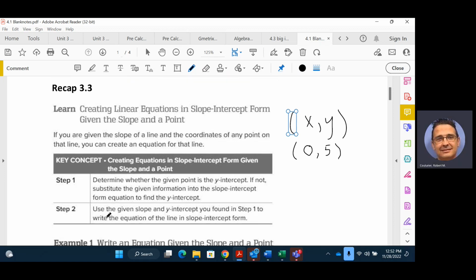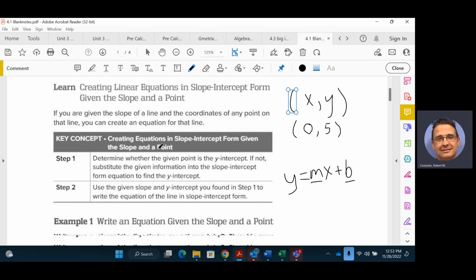Then, once we have the slope and the y-intercept, we use those two to write our equation, y equals mx plus b. It's used everywhere in real life. m is the slope, b is your y-intercept. Our goal is to find these two because once we find them, we can write the equation. That is the entire purpose of writing the equation of a linear function.